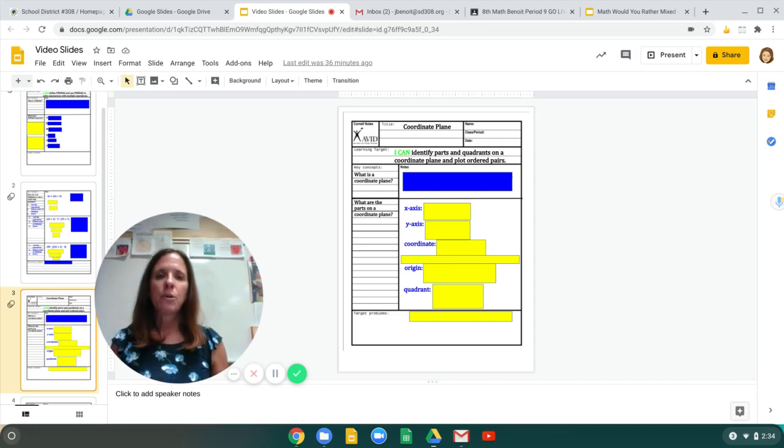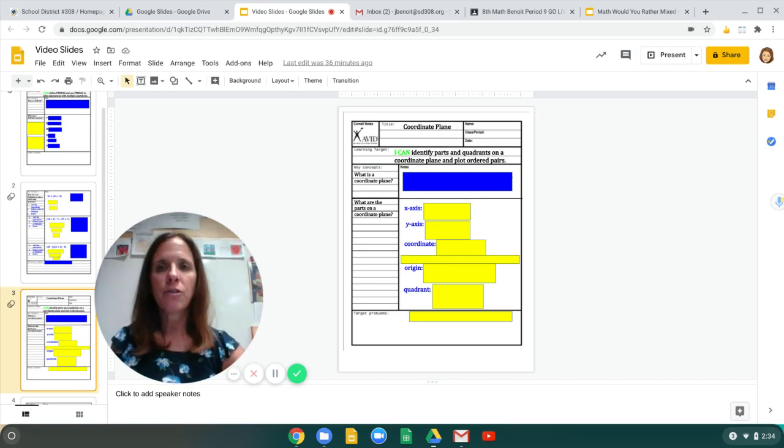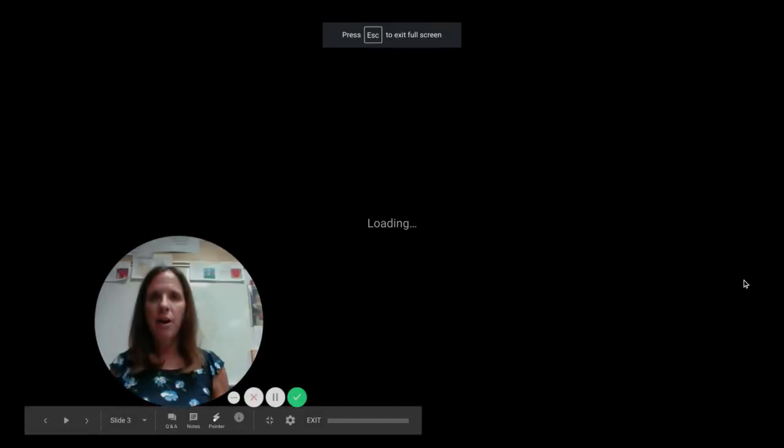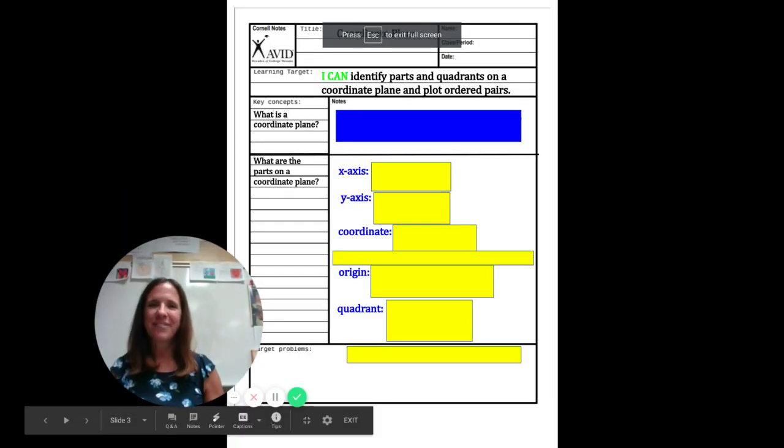Today we're going to learn about the coordinate plane. So while you get your notes ready, I'm going to move us to present mode. Here we go. And here we are.